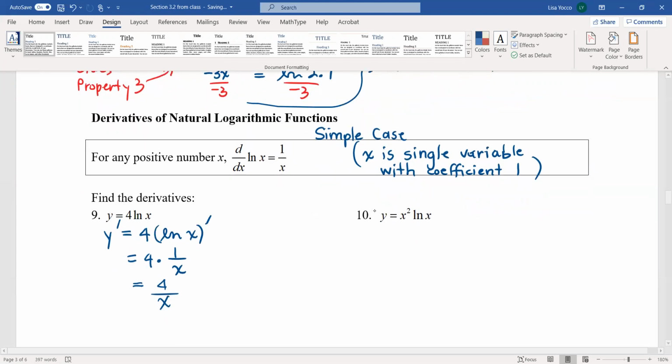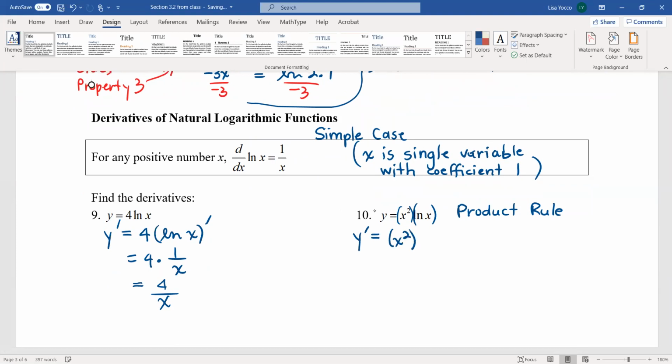Problem 10. So I'm going to put parentheses around those to show it as a product of two functions. This is a product of two functions. So to begin the derivative, we'll use the product rule. Okay. Product rule.